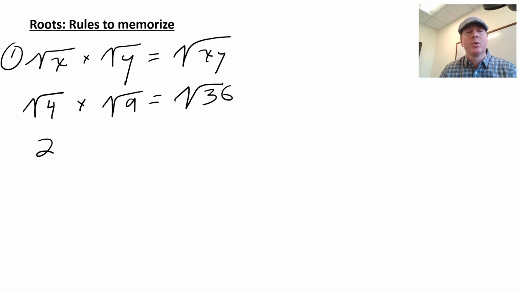And that makes sense. Square root of 4 is 2. Square root of 9 is 3. 2 times 3 equals 6. And yes, the square root of 36 is 6. So that's an important rule to memorize.